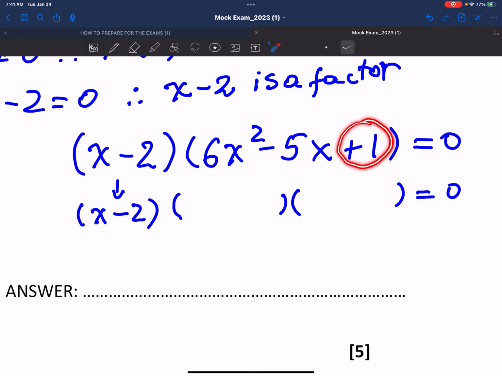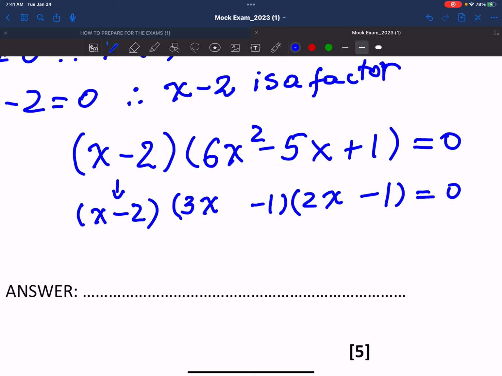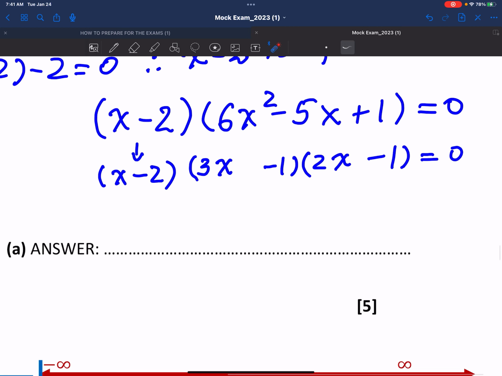The constant term is plus 1, but the middle term is negative, which tells me that the constants in each factor must both be negative. So negative 1 times negative 1 will give a positive 1, and it will assure that we have a middle term that is negative. Now we have to think of the coefficients of the x term. Since we have a sum of negative 5, we're going to need a 3 and a 2 here to make the negative 5. Now, the equation is in completely factored form, which means that we're ready to solve.